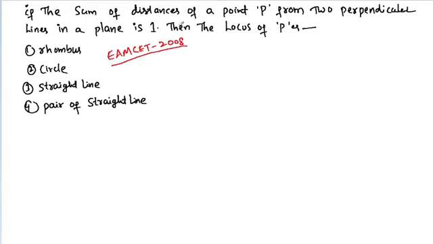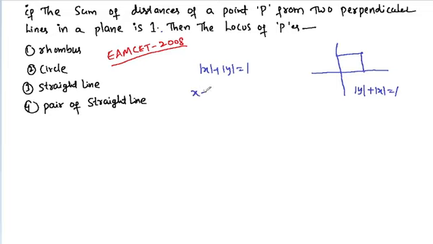If the sum of the distances of a point P from two perpendicular lines in a plane is 1, then the locus of P is dash. So two perpendicular lines means we take them as the x-axis and y-axis. This is the point P. The distance from P to the x-axis is mod y, and the distance from P to the y-axis is mod x. So mod y plus mod x is equal to 1. This is the line mod x plus mod y is equal to 1.